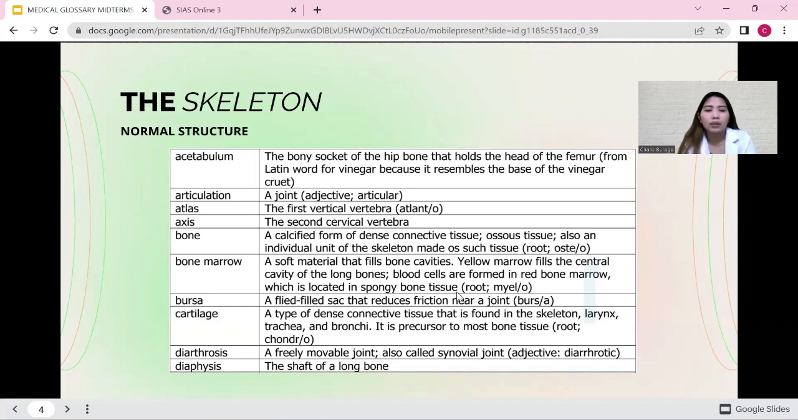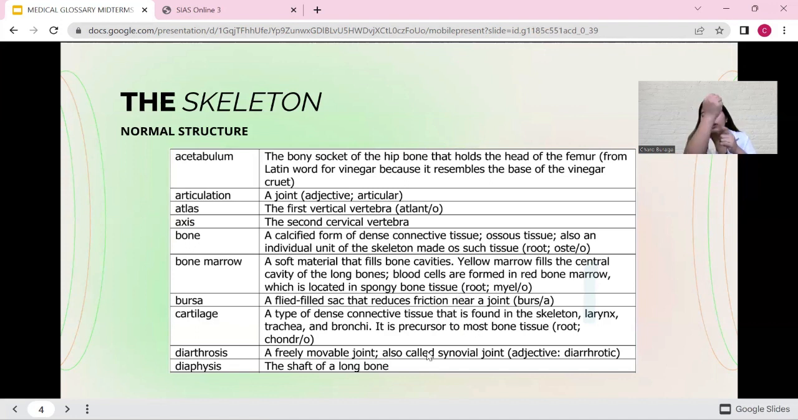Okay? Diarthrosis. The diarthrosis, it is a freely movable joint, also called synovial joint. So, adjective niya, diarthrotic. So, synovial joint, freely siyang gumagalaw. Yung kusa siyang nagagalaw, hindi mo kailangan pagalawin pa. Okay, naintindihan?